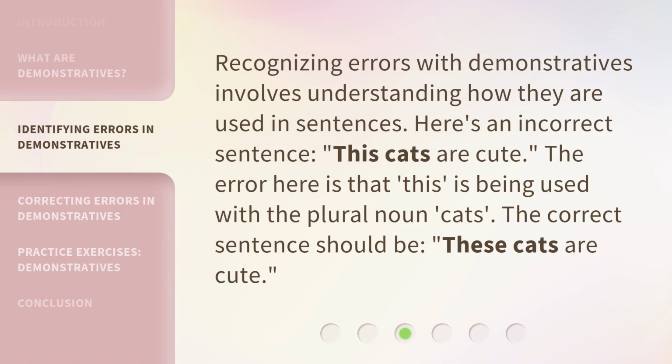Recognizing errors with demonstratives involves understanding how they are used in sentences. Here's an incorrect sentence: "This cats are cute." The error here is that this is being used with the plural noun, cats. The correct sentence should be, "These cats are cute."